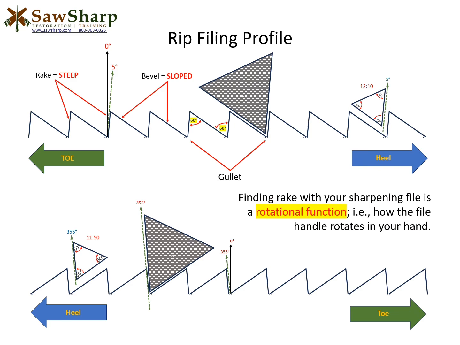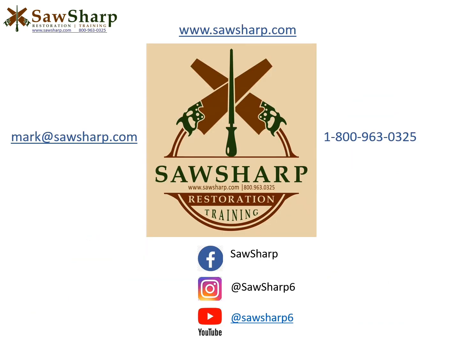Finding rake with your sharpening file is a rotational function, i.e., how the file handle slips or rotates in your hand to match the pre-existing geometry of this rip file tooth line is really what's important. Tomorrow we'll simplify things by going over the clock method.